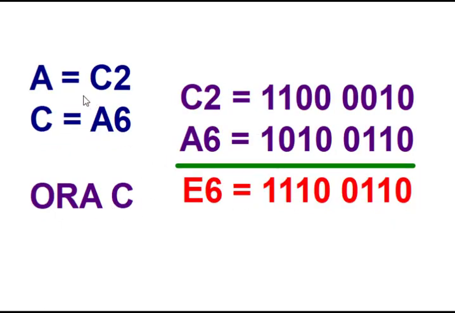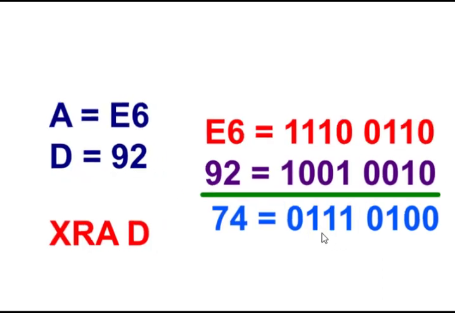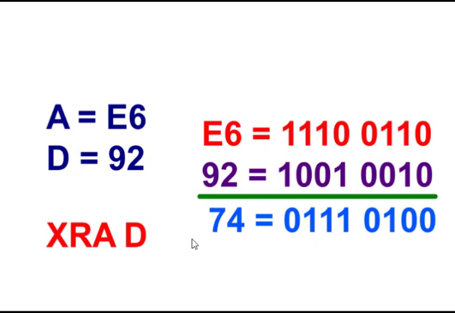Then with ORA C, whatever was in A, which is C2 after the previous operation, we OR with A6. After ORing we get 1110 0110, so the result will be E6 and this will be stored in register A. Next operation is XRA D, which will XOR the contents of A. A is now E6 after the previous operation, and D is 92. After the XOR operation, the result we get is 74. So this we will get in the registers.